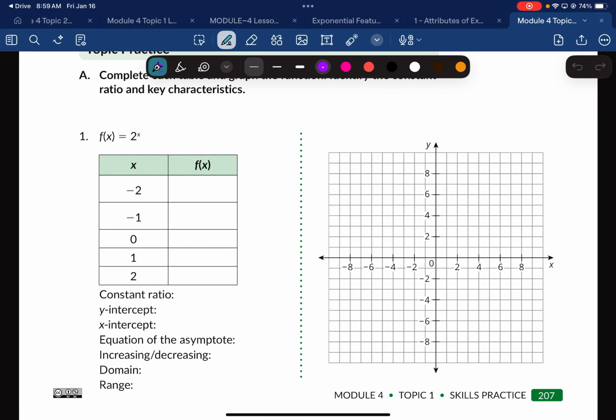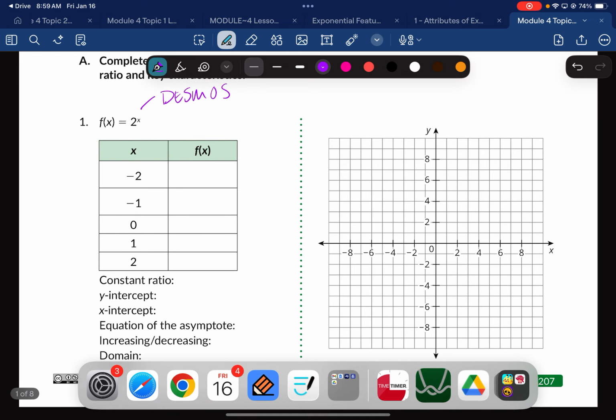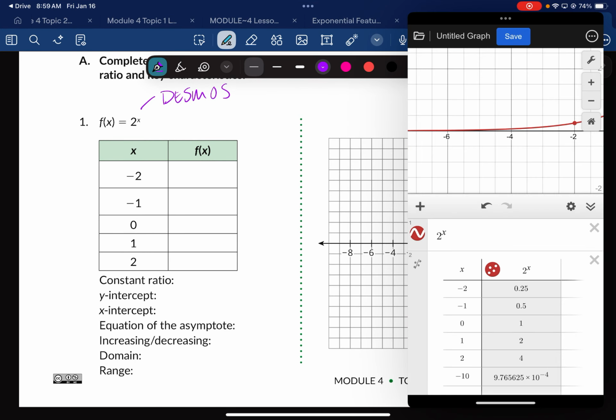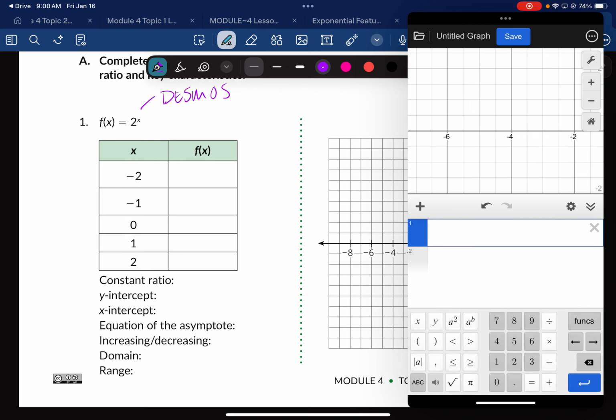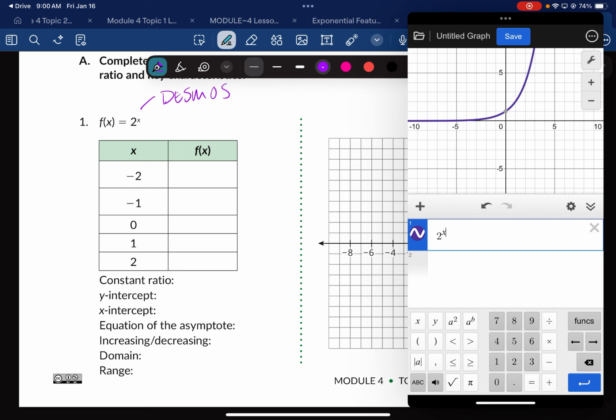Let's do it. So step one, we're going to plug this into Desmos. Let me pull it up. All right, you go here, we're going to type it in. We can just type 2 to the power of x. Here's my graph. We'll graph that in a minute, but let's fill in the table.